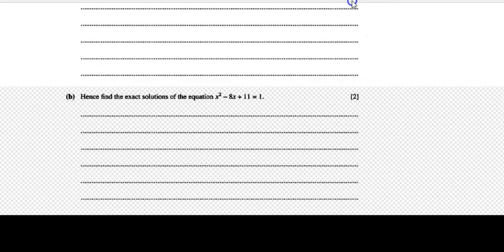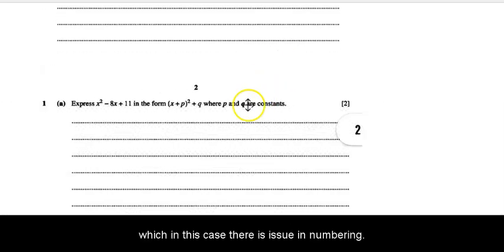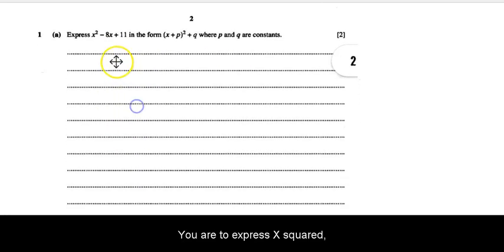So let's proceed to the next question. We have solved the first question. Part B, in which case there is an issue in numbering. You are to express x squared minus 8x plus 11.